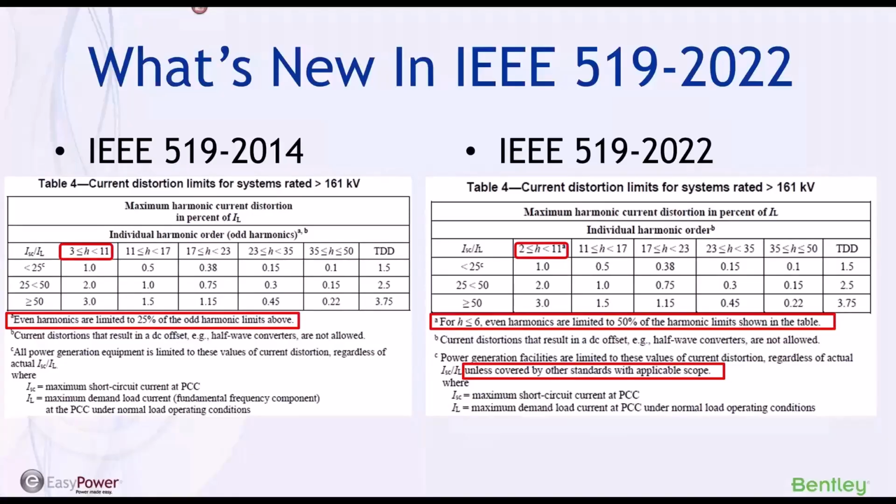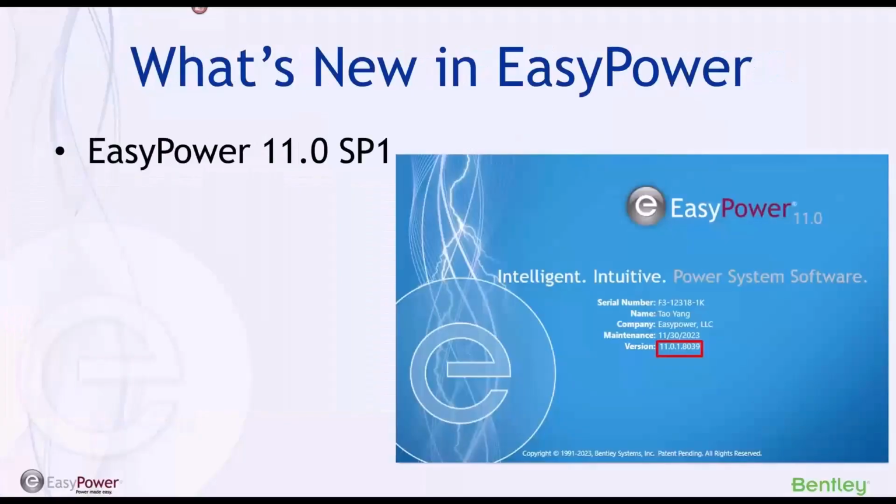As a user, we do have to configure the PCC load demand and short circuit ratio to see which row from the table we should pick as the IEEE limit applied to the current distortion, right? But the voltage is determined by the PCC breaker, which has been placed at the bus voltage. So those are pretty much the changes we have seen related to EasyPower, which are IEEE 519-2022 voltage distortion limits and current distortion limits. Now, what does EasyPower 11.0 SP1 offer?